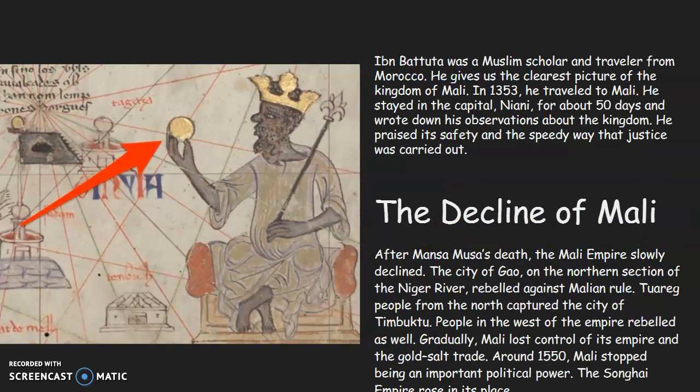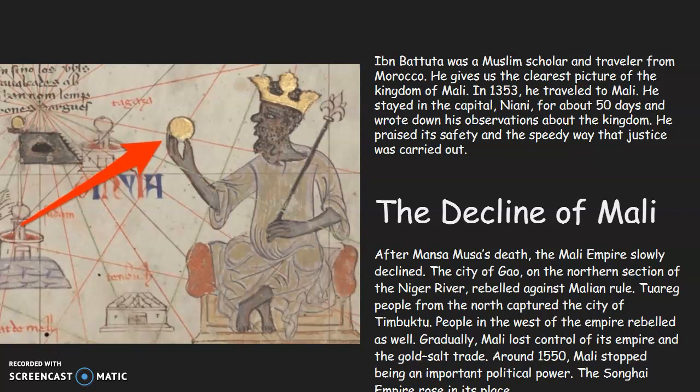Ibn Battuta was a Muslim scholar and traveler from Morocco. He gives us the clearest picture of the Kingdom of Mali. In 1353, he traveled to Mali. He stayed in the capital, Niani, for about 50 days, and he wrote down his observations about the kingdom. He praised its safety and the speedy way that justice was carried out.